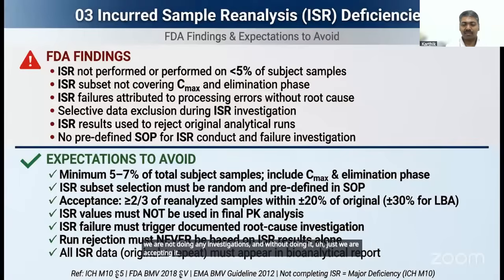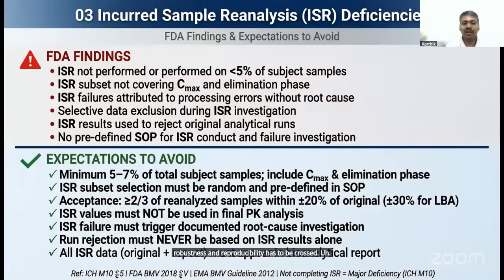There the acceptance criteria have also been mentioned. Overall 67% of the samples we select for ISR should be within plus or minus 20% of the original value. If not, an investigation has to be conducted to identify where the failure happens, whether it is due to processing error, method robustness or reproducibility. It has to be cross-checked.